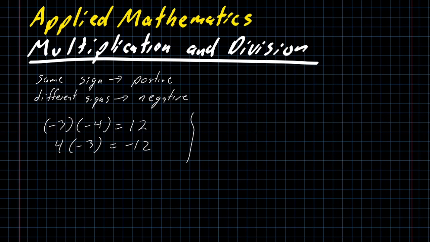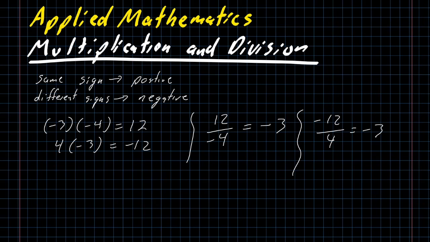Dividing, if I have 12 divided by -4, 12 divided by 4 is 3. Signs are different. The result here is negative, whether the negative is in the numerator or in the denominator. That's what I was talking about in the video on addition and subtraction. Yes, you can have a negative in the denominator of a fraction, but it's better to just have it in the numerator or out in front entirely.